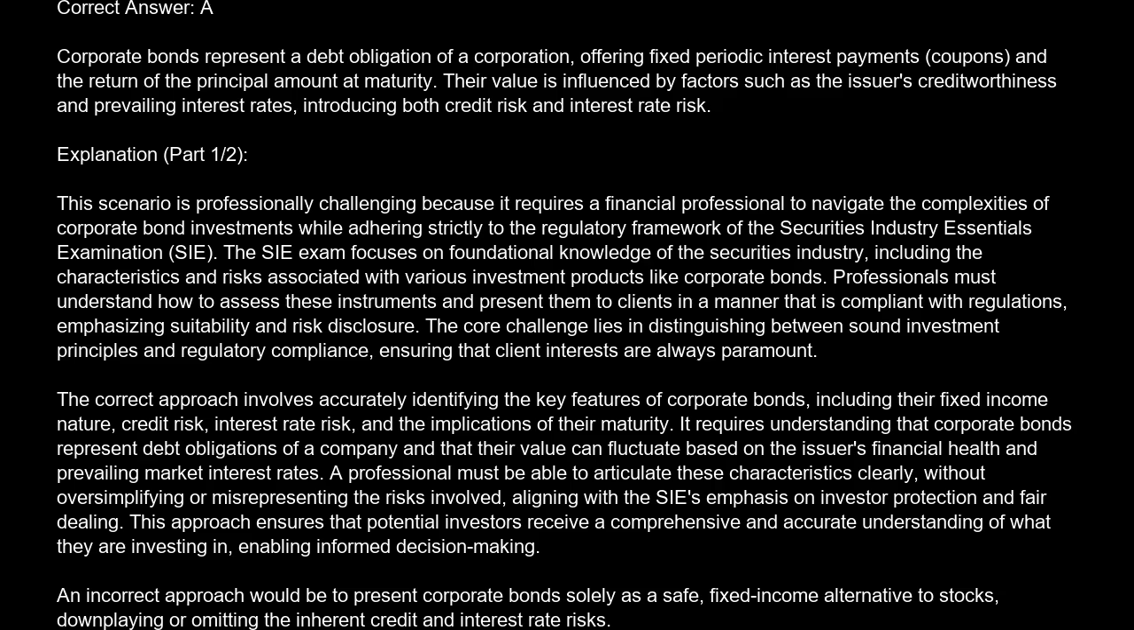The correct approach involves accurately identifying the key features of corporate bonds, including their fixed income nature, credit risk, interest rate risk, and the implications of their maturity. It requires understanding that corporate bonds represent debt obligations of a company, and that their value can fluctuate based on the issuer's financial health and prevailing market interest rates. A professional must be able to articulate these characteristics clearly, without oversimplifying or misrepresenting the risks involved, aligning with the SIE's emphasis on investor protection and fair dealing.